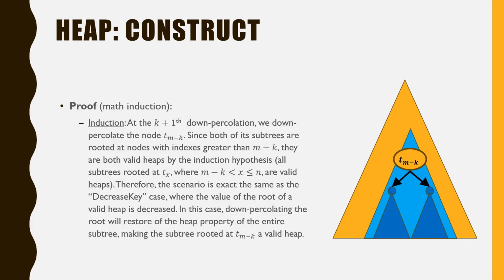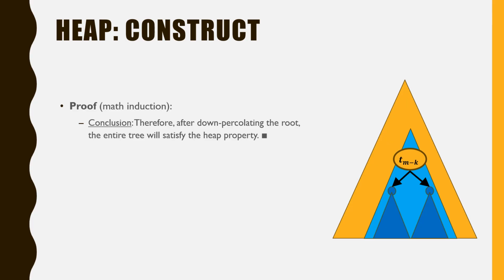In other words, we have proven that after k plus 1 downpercolations, any subtree rooted at tx, where x is greater than n minus k minus 1 and less than or equal to n, will become a valid heap. Hence, after the series of downpercolations, the heap property for the entire subtree will be restored. In conclusion, the construction operation is correct.